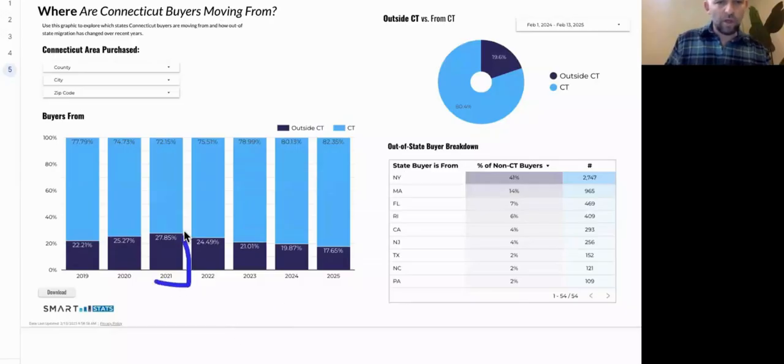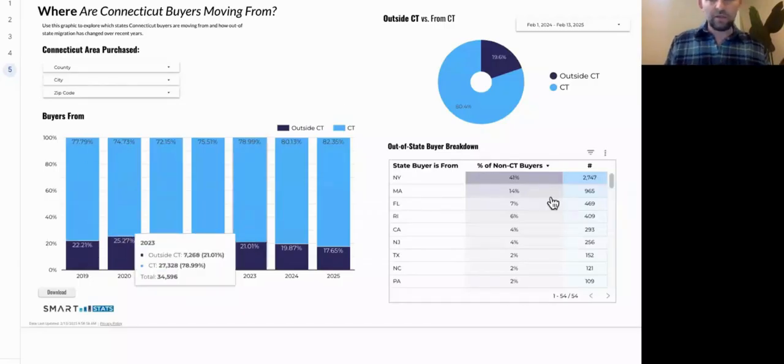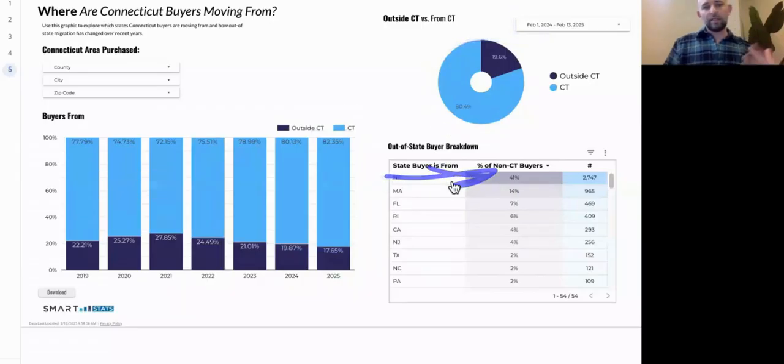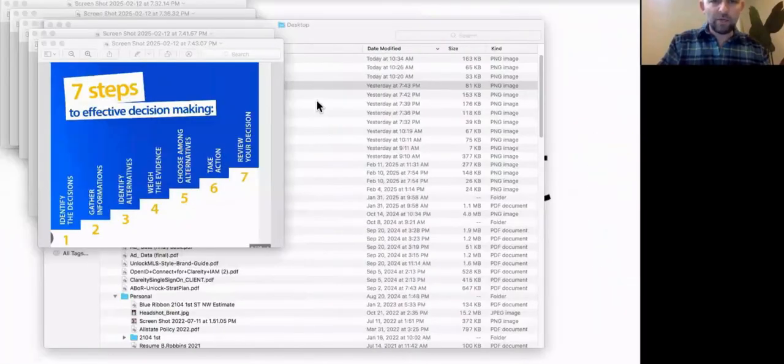For example, in 2021, 27% was buying from out of state. So they're probably coming from New York. Yep. And that number's gone down to 17. So we're seeing more in-state buyers right now in Connecticut. And here's a breakdown over this time period. And of course, 41% in New York kind of leading the charge on that. So anyway, just wanted to point that out. That's migration reports.